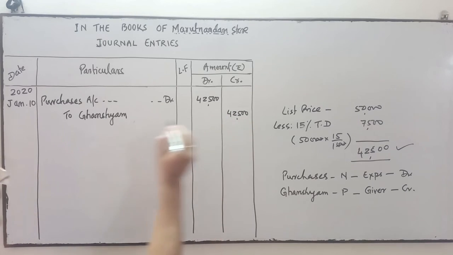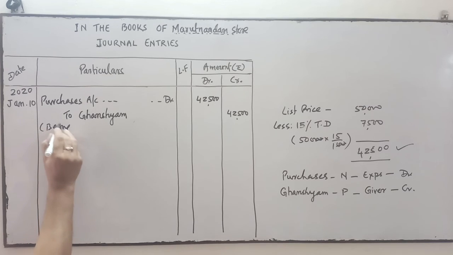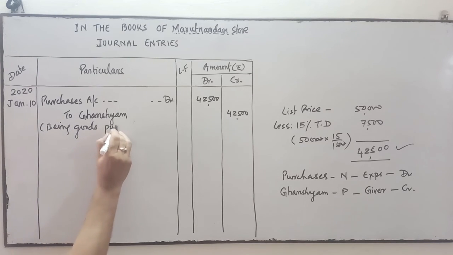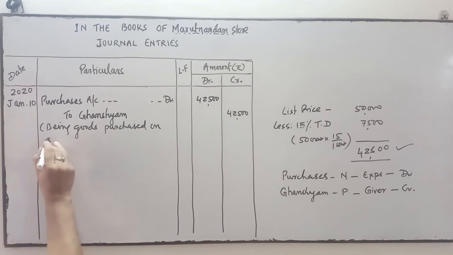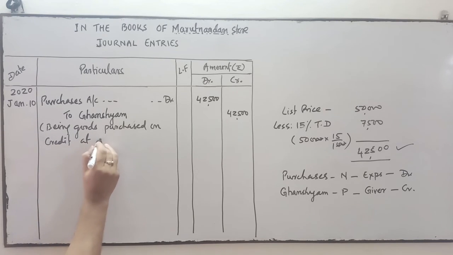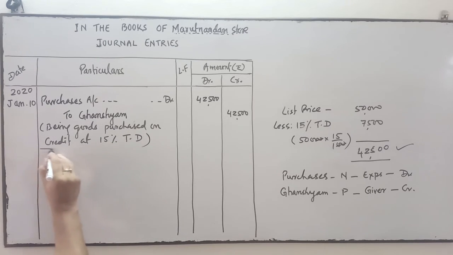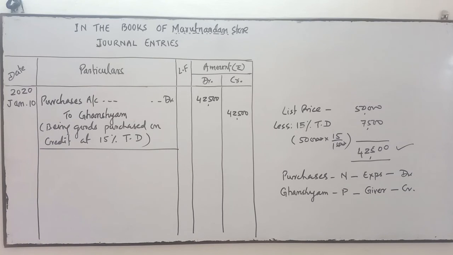42,500 is in debit in front of purchase, and in front of Ghanshyam we will write the amount in the credit column. And here we write the narration: being goods purchased on credit at 15% trade discount. This is the first transaction. Now see the next transaction.